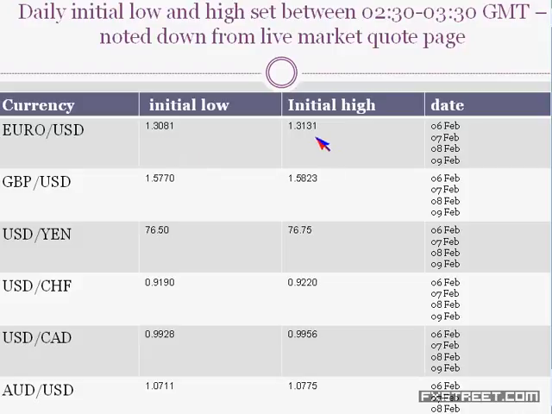With regard to the initial lows and highs, the euro has not breached the low or the high. GBP also has not breached the low or the high. Yen is still staying above 76.75 and has come down just to 73.75. It is a likely candidate to go up first. CHF 91.90 and 92.20 not breached, Canadian dollar 99.28 and 99.56 not breached, and the Australian dollar also has not breached the low or the high.